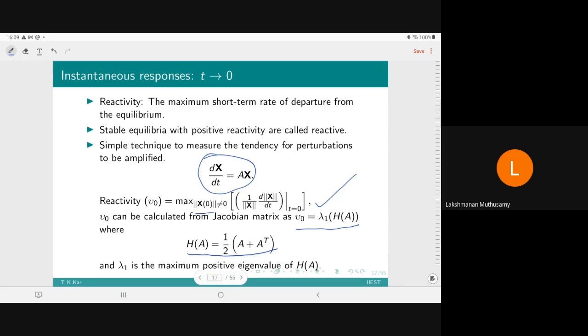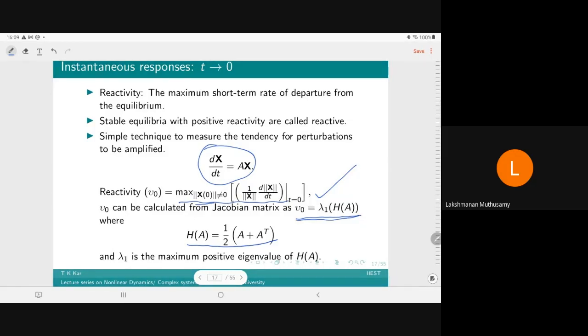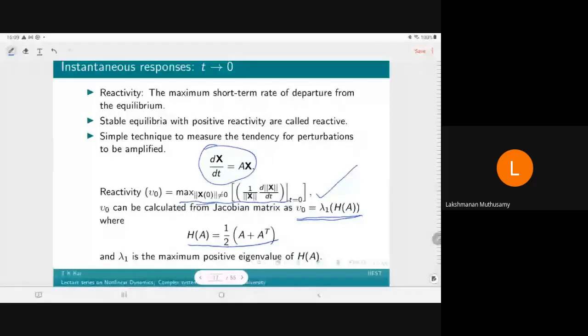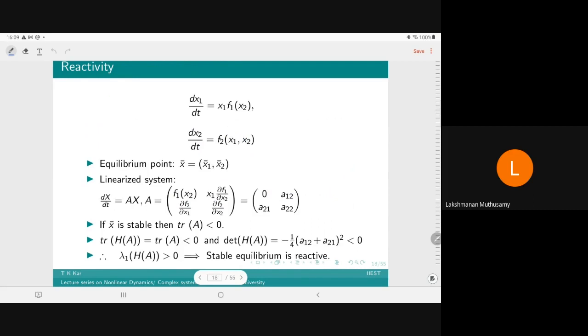And here, look at this V naught, the reactivity that is measured from this formula, and that can be measured from here, lambda 1 of H(A). Lambda 1 is what? The maximum positive eigenvalue of H(A). Here, the complex eigenvalue does not occur because the matrix is real, so all eigenvalues are real. Lambda 1 is the maximum eigenvalue of the Hermitian matrix. And this is just an example.